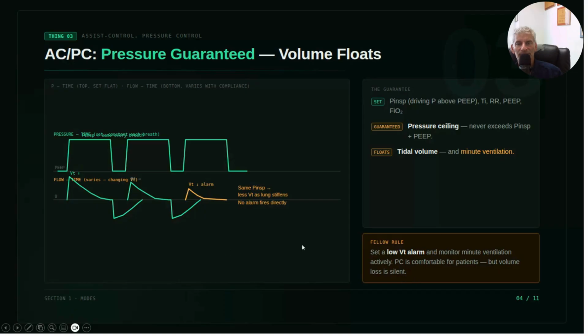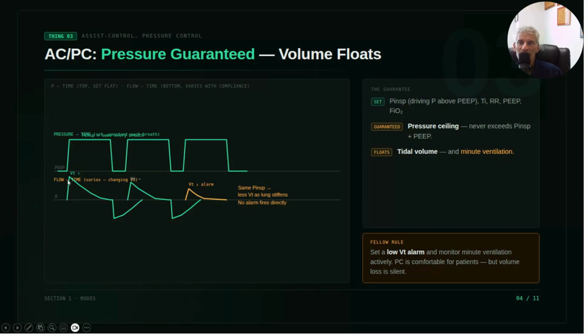And in general, you want to set a low tidal volume alarm and monitor minute ventilation, because what happens is the pressure might be, let's say 30, but your tidal volume, you're not guaranteed. So for the same inspiratory pressure, you might get lower tidal volumes as the lung stiffens. And there's no alarm that fires directly unless you set a low tidal volume alarm.